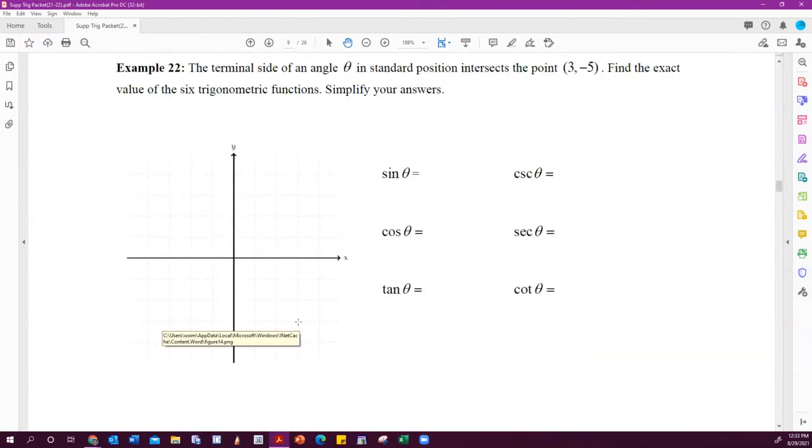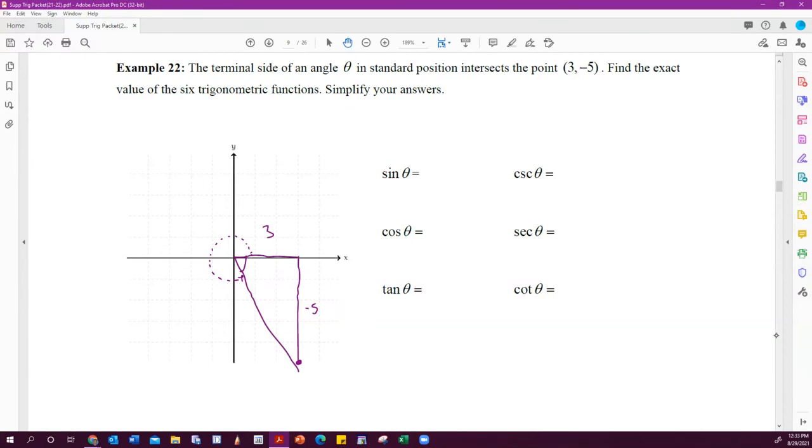Here's another example. This time we're going through the point 3 comma negative 5. So 1, 2, 3. 1, 2, 3, 4, 5 puts me down here. So this side is 3. This side is negative 5. And our angle is now right here. Technically, if we think of it counterclockwise, it's actually this guy. But both of these are coterminal. It's not going to change the sides.